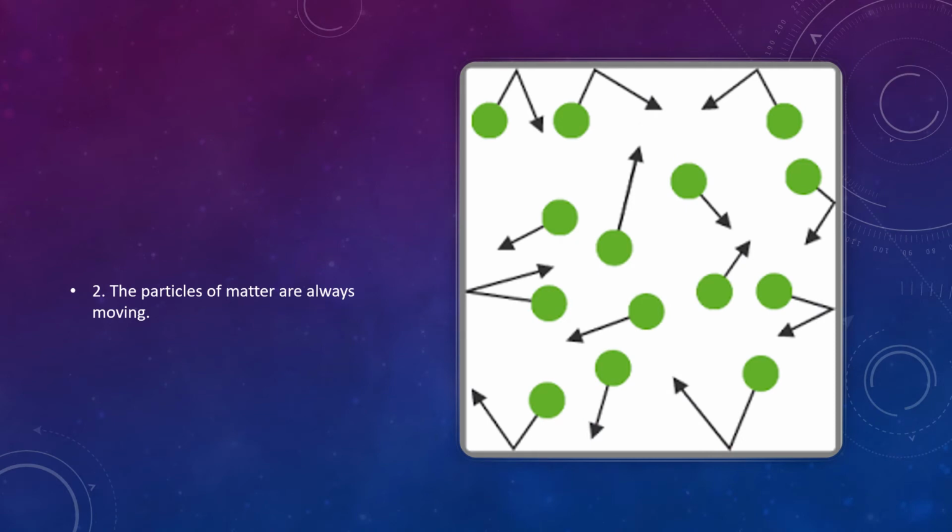The second point is that the particles of matter are always moving. Now, moving or motion refers to not only moving from one place to another, which is translocation, but we also have vibration and rotation. So particles in our solids, in our liquids, and in our gases can be vibrating, rotating, or translocating, which is moving from one place to another.